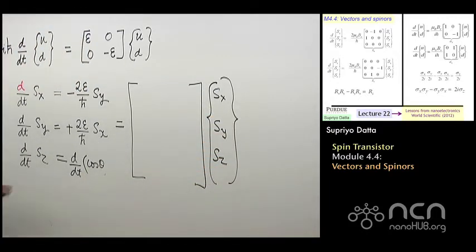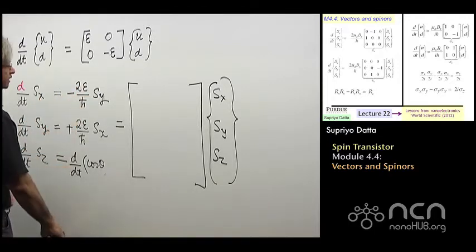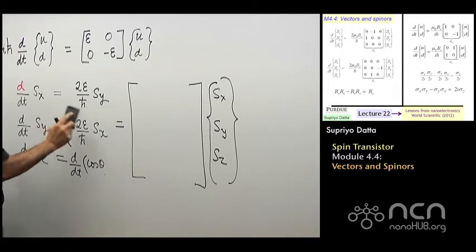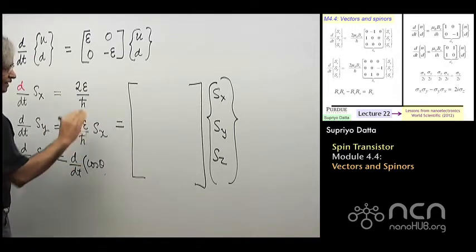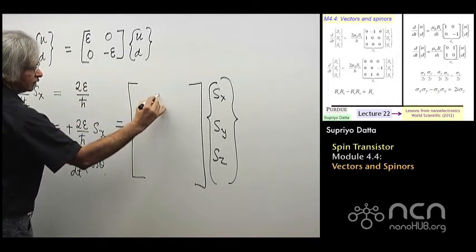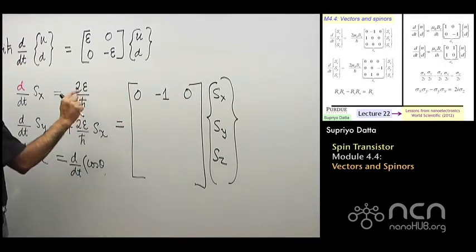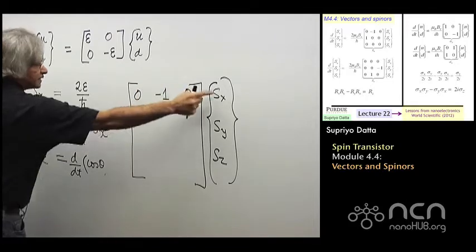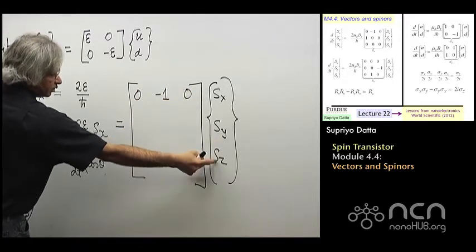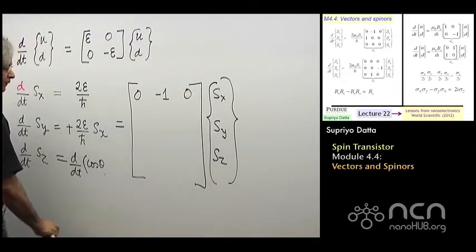So how would we write this? Well, you can see this is minus 2 epsilon over h bar Sy. So what I could do is, I could put a 2 epsilon over h bar here, and then I want the minus Sy, so I'll put a minus 1 here. 0, 0. So you see, it's 2 epsilon over h bar, and 0 Sx minus Sy plus 0 Sz. So basically it's minus Sy.